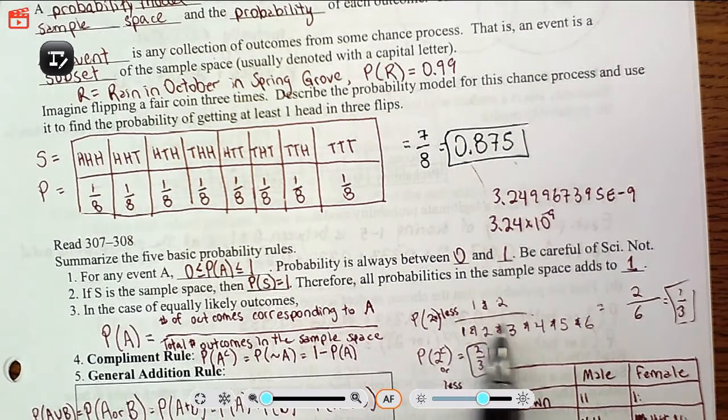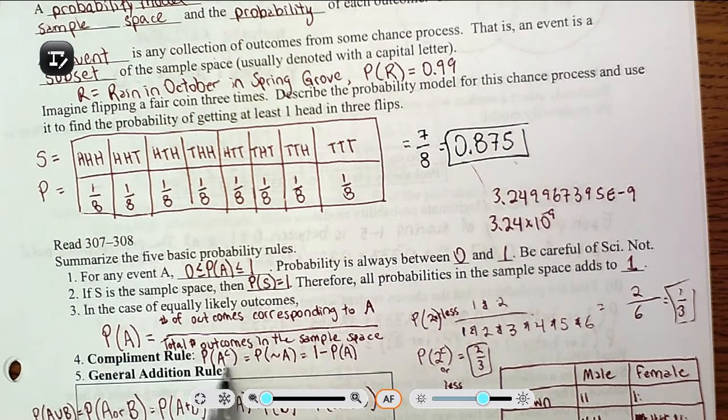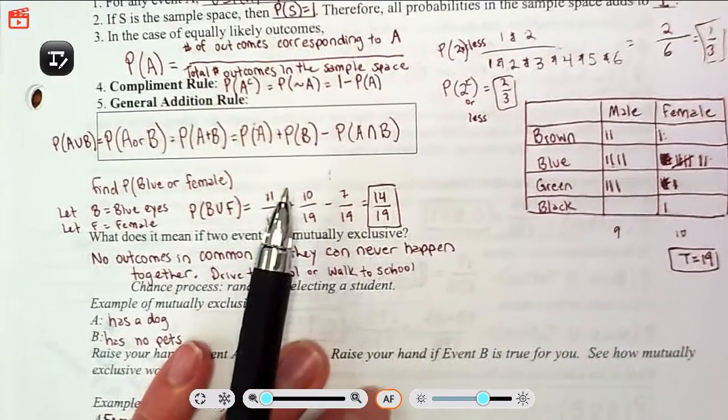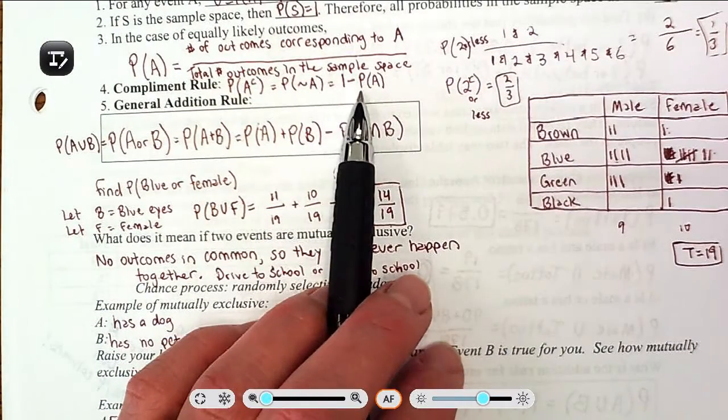Okay. The complement rule says that the probability of A complement is the same as the probability of not A, and that's 1 minus the probability of A. So the probability of A not happening is 1 minus the probability of A happening.